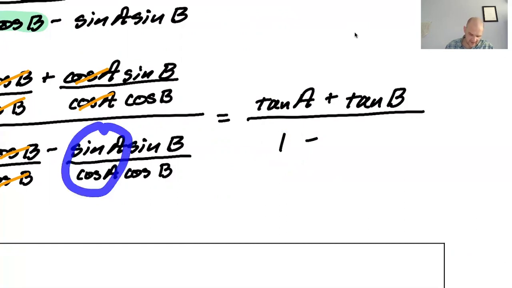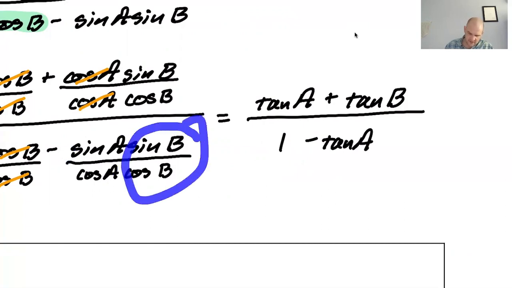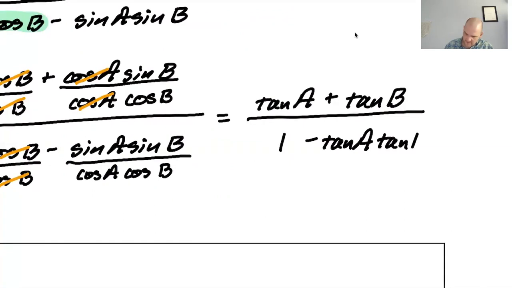So here I have sine A over cosine A, which is the tangent of A. And then I have sine B over cosine of B, which is going to be the tangent of B. Autocorrect, what are you doing? Stop. B. This is formatted kind of weirdly, so I don't think I'm saving this. But anyway, that's our formula. Tan A plus tan B over 1 minus tan A tan B.